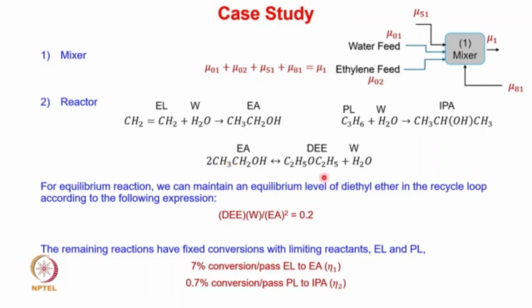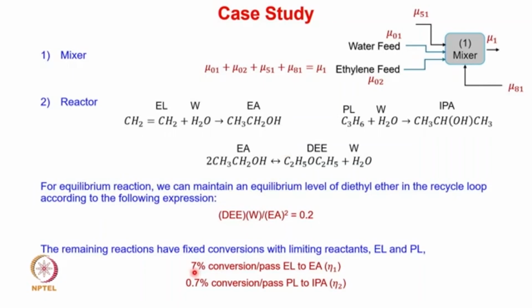In this case the third reaction is an equilibrium reaction. We can represent this third reaction in terms of the equilibrium relationship. Here we can represent this as molar flow rate of diethyl ether times molar flow rate of water divided by the square of the molar flow rate of ethyl alcohol, and that we want to maintain at 0.2. With this we can now simplify the equations for the reactor.